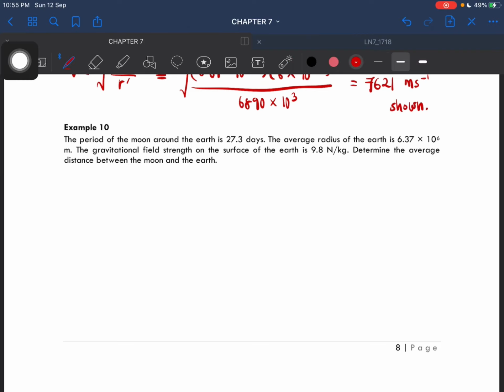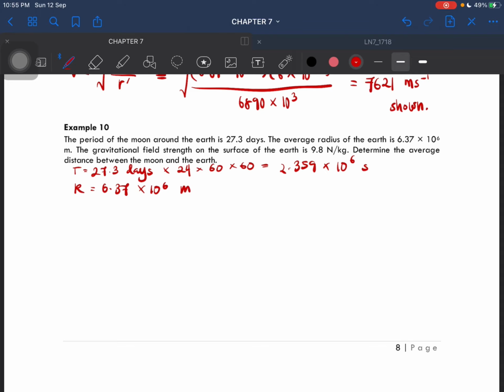Okay, so let's extract the information first. So we have been given the period, which is 27.3 days. Convert this into seconds. You have to times it with 24 hours per day, 60 minutes per hour, 60 seconds per hour. So you should get the value of 2.359 megaseconds.